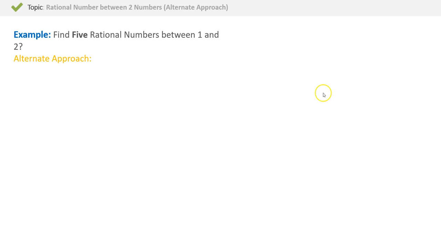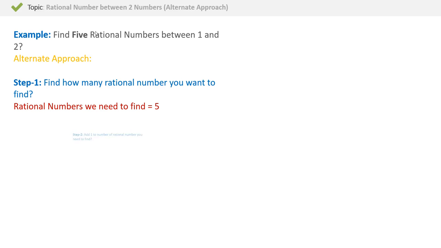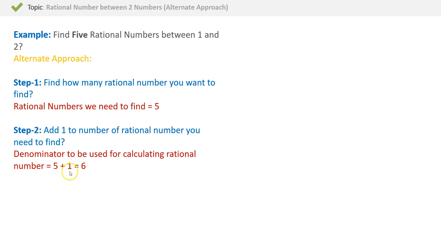Let's talk about now how we calculate a rational number between two numbers using the alternate approach. Let's assume we have to find 5 rational numbers between 1 and 2. In order to find 5 rational numbers between 1 and 2 using the alternate approach, we are going to do step 1, where we'll find how many rational numbers I have to find. In this example, I have to find 5 rational numbers. So I'm going to take 5 and add 1 to that number of rational numbers, which is going to give me 5 plus 1 equal to 6.